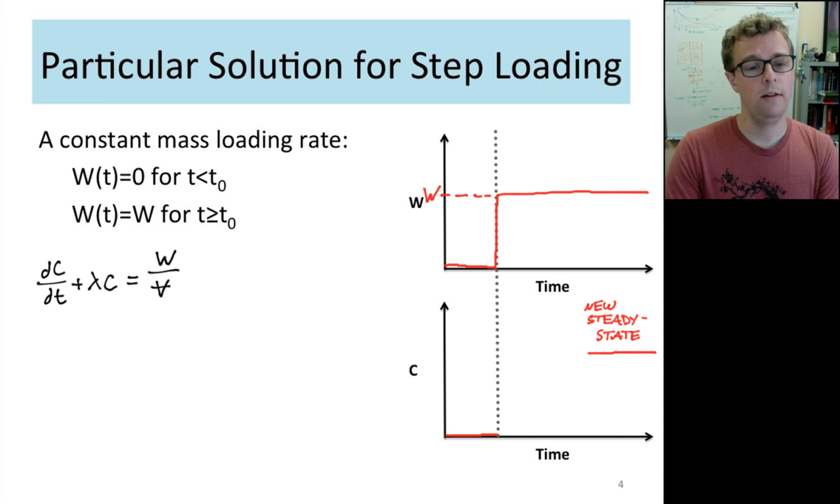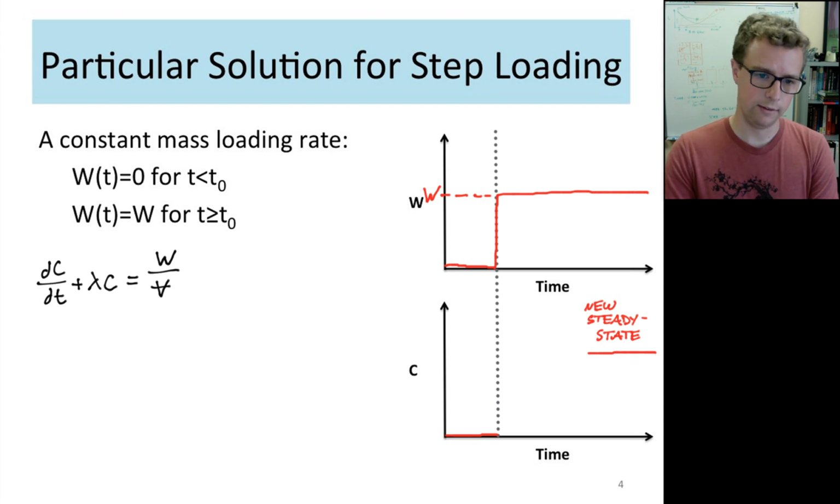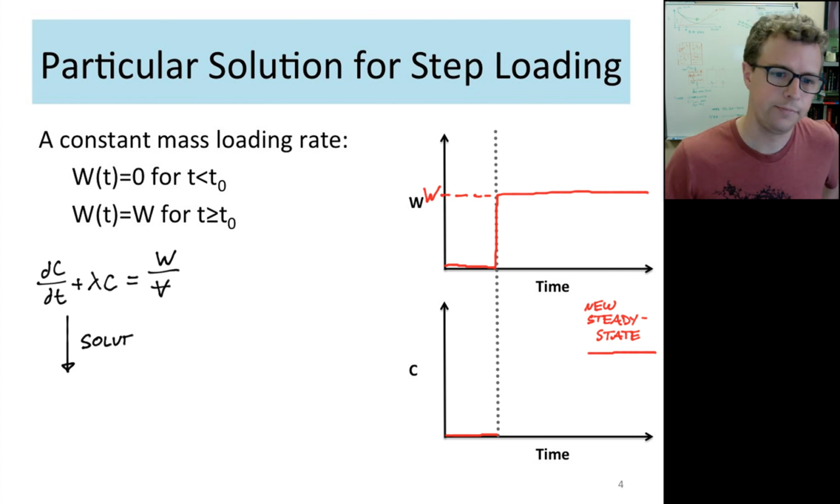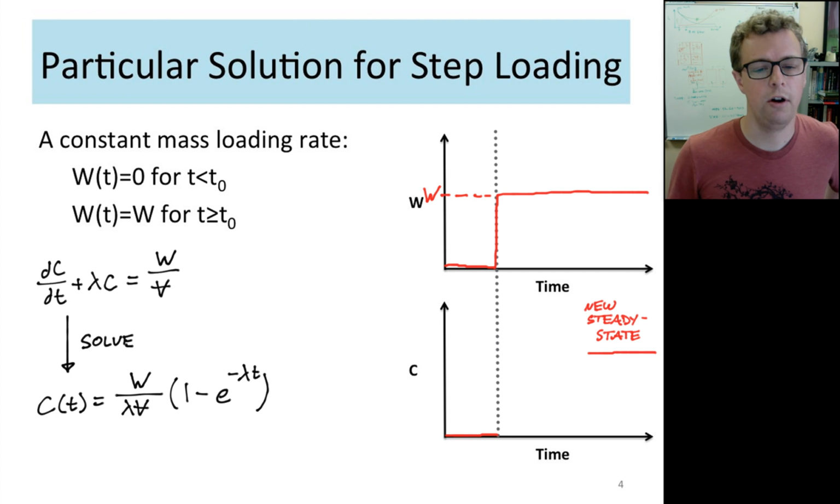The mass balance equation then looks something like this, where that W really becomes not a function of time anymore as long as we're working to the right-hand side of the gray line. So we're working greater than t equals 0. Separate variables and solve, and we get an equation that looks something like this.